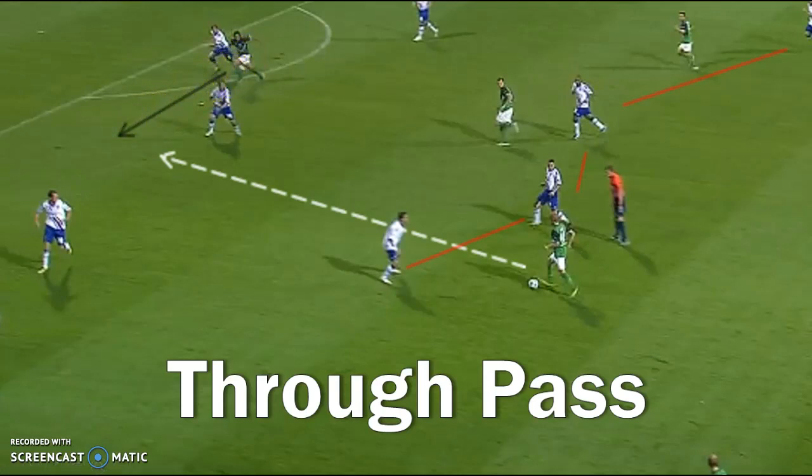So as you can see, this pass is difficult and requires a lot of timing and practice. And also note that this player right here remains onside because he has a defender between him and the goal.